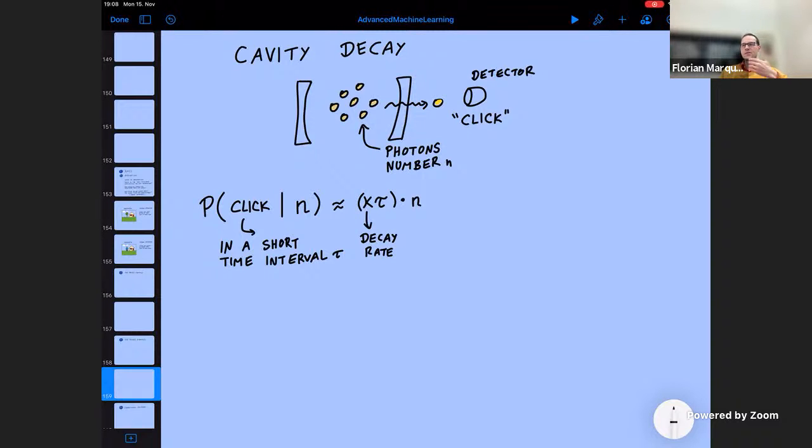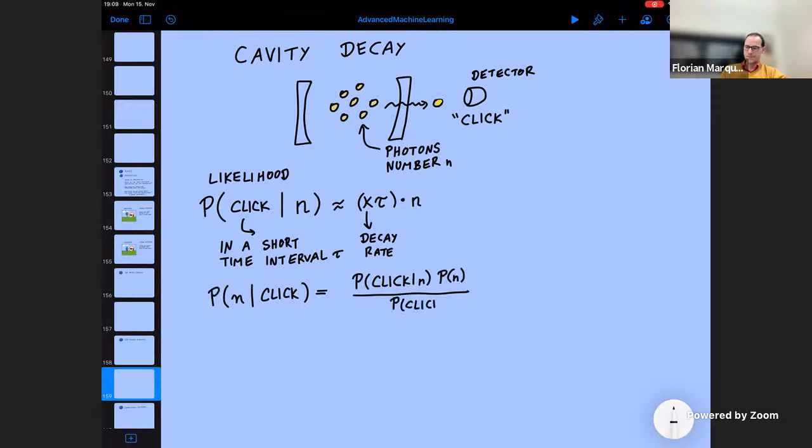If there are more photons inside the cavity, the likelihood that in a given short time interval, one will exit the cavity is also larger. So this is the likelihood that we will need for Bayes. So, observation given model. Now, immediately I can apply Bayes and I can say, well, tell me, what's the probability that there are n photons inside the cavity, given that I have observed a click? Well, I just invert. I reverse the order. I mean, click given n times p of n, which is the prior distribution of the photon number, divided by the probability of getting a click at all.